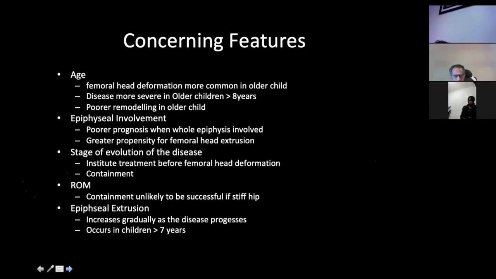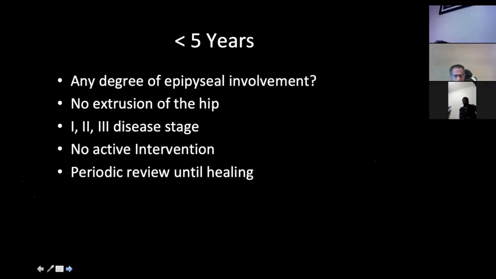And then, is the femoral head extruded? If it is, that's bad. If it's an older child, that's bad as well. We need to think about that. In a kid under 5, this is going to be good. Kids under 5 have a lot of potential for remodeling.